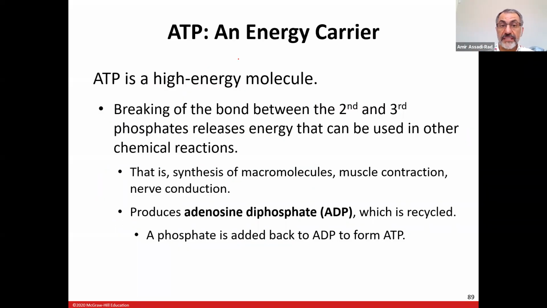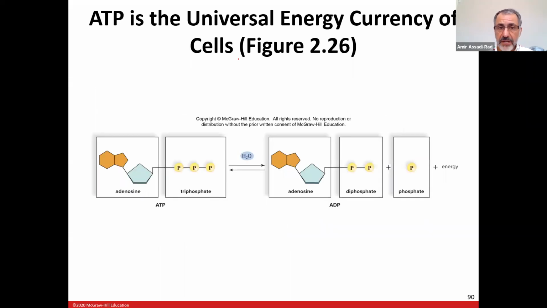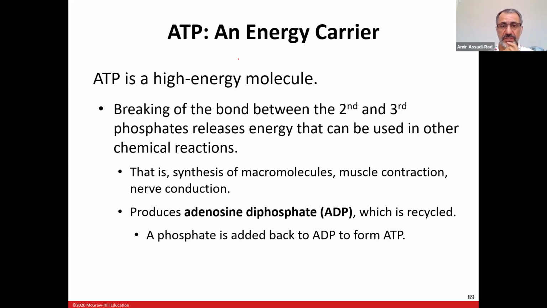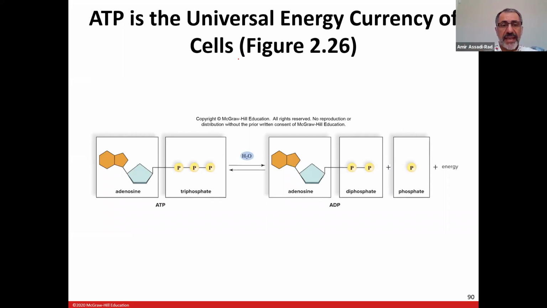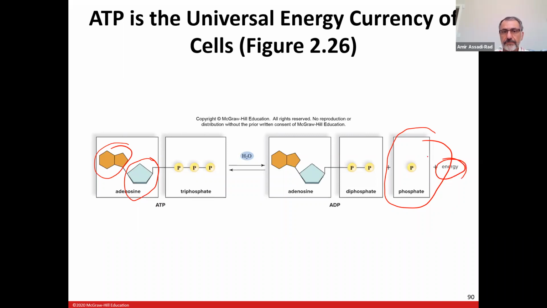Let's go. ATP, another very important molecule we need to talk about. I'll let you guys read that, but let me talk about what is going on with ATP. ATP has a pentose sugar, it has adenine, and it has three phosphates. When one of these phosphates breaks down, it releases energy. It has three phosphates, but when one of them breaks down, it releases energy right here. Okay, and that's it.